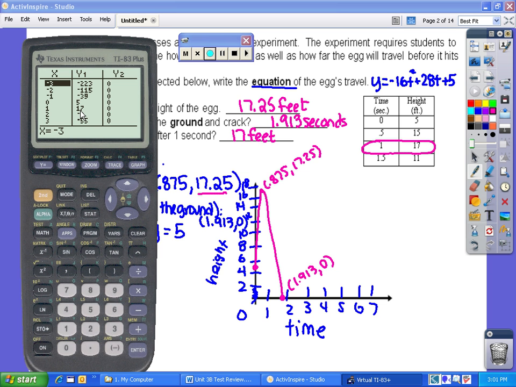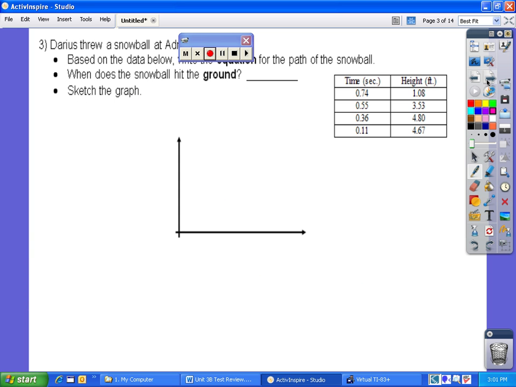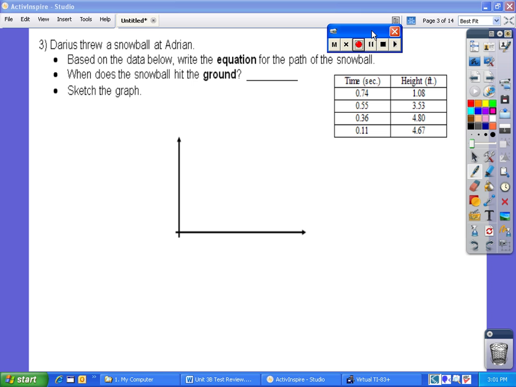Alright, for the next 3 questions, I'm not going to put the calculator up because I think from this point you should be able to see how to put in the calculator. If you're still confused, look at the other 2 if the calculator showed up. Alright, I changed this one. I said Darius threw a snowball at Adrian. Based on the data below, write the equation of the path of the snowball. So once again, you're going to go to your stat edit and put this information into your calculator.